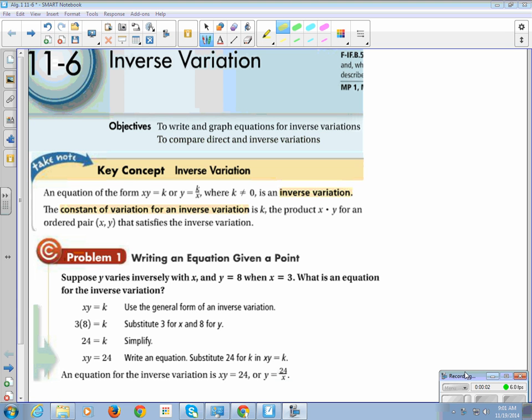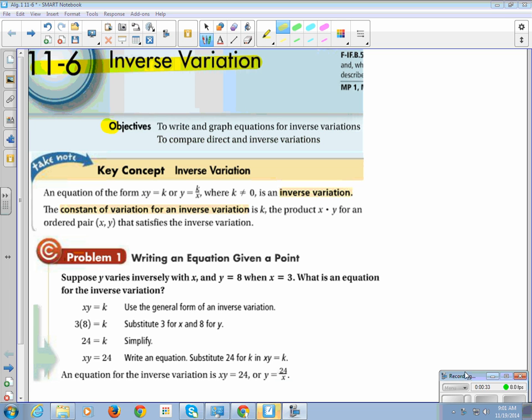Alright, you guys, we're going to talk about inverse variation. Many days ago, we talked about direct variation, and all it was a nice little linear equation that went through (0, 0) and had a little constant k on the front. We're going to talk chapter 11, section 6, about inverse variation. And I remember this because it means one of my variables is going to be in the denominator.